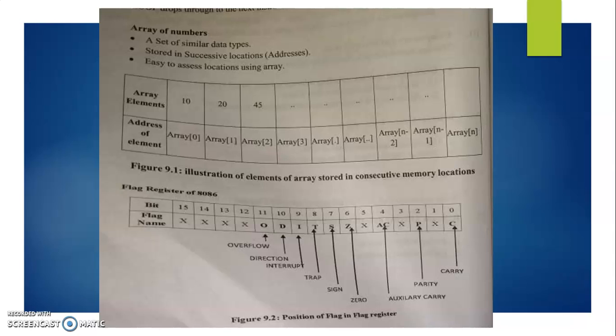Next you can see the flag register of 8086, which will be discussed in detail in chapter 4. Of the 16 bits, only 9 flags are used: 6 are status or conditional flags and 3 are control flags. They are the overflow flag, direction flag, interrupt flag, trap flag, sign flag, zero flag, auxiliary carry flag, parity flag, and carry flag. So these are the flags. As we can see, the array always starts with the 0th position.